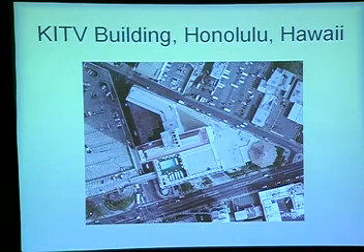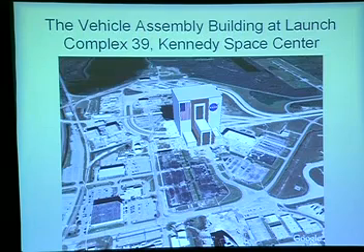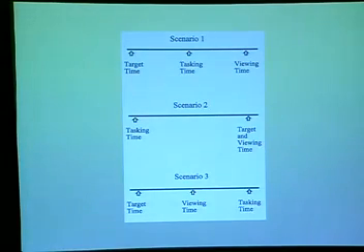I couldn't resist this one. This is KITV. One of the remote viewers in the project was Dick Algeier, the Walter Cronkite of Hawaii, and that's where he works, the KITV building. He's a TV news announcer in Honolulu. You all know that, the Vehicle Assembly Building, Complex 39, Kennedy Space Center.